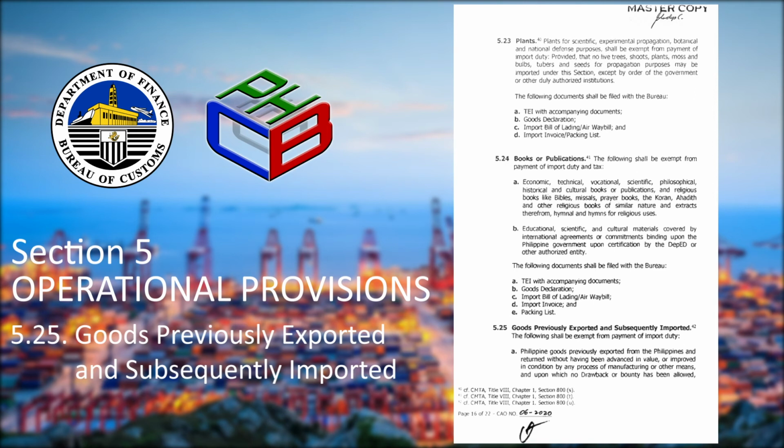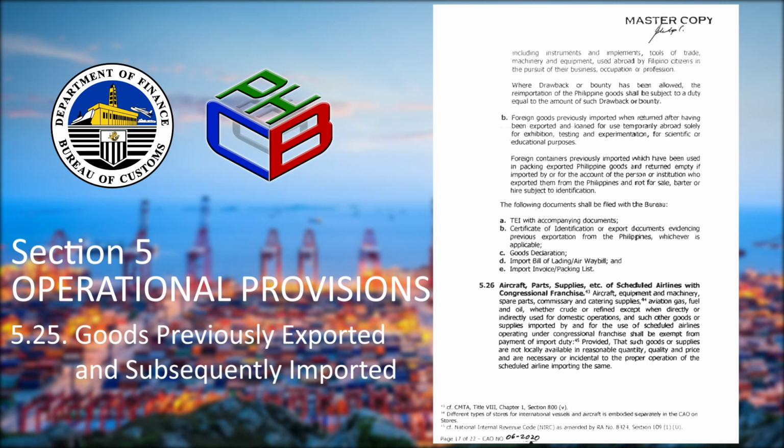5.25 Goods previously exported and subsequently imported. The following shall be exempt from payment of import duty. A. Philippine goods previously exported from the Philippines and returned without having been advanced in value, or improved in condition by any process of manufacturing or other means, and upon which no drawback or bounty has been allowed. Including instruments and implements, tools of trade, machinery, and equipment, used abroad by Filipino citizens in the pursuit of their business, occupation, or profession. Where drawback or bounty has been allowed, the reimportation of the Philippine goods shall be subject to a duty equal to the amount of such drawback or bounty.